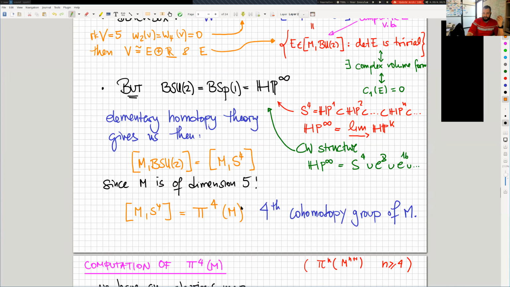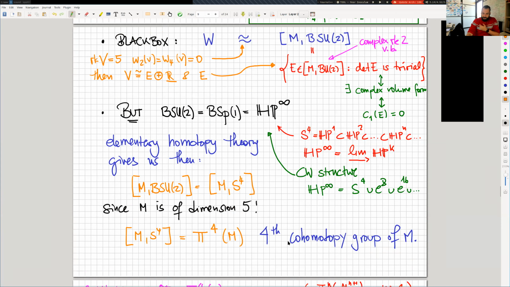And this is known as the 4th cohomotopy group of M. You see, of course, homotopy would be if we exchange the roles of M and the sphere, right? We get a homotopy group, but in this order, we get a so-called cohomotopy group. And the cohomotopy groups are very much more delicate than the homotopy groups.